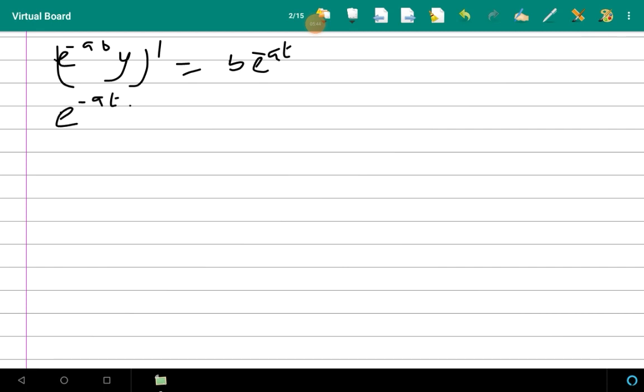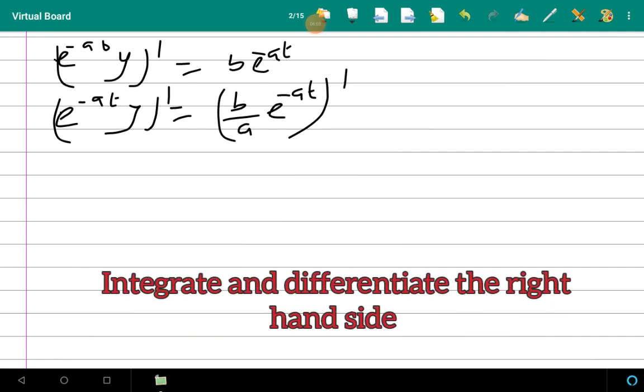I differentiate e to the power negative at with respect to t. The b is a constant, so it still maintains. So we integrate it and then we differentiate. When I differentiate it, I'm getting back this. It doesn't make any difference.